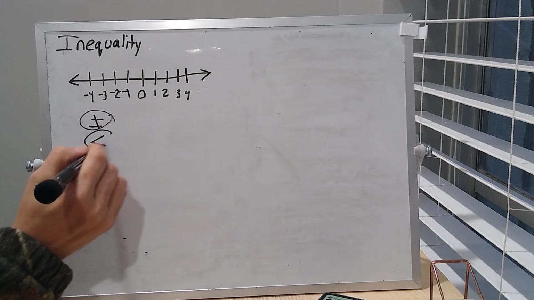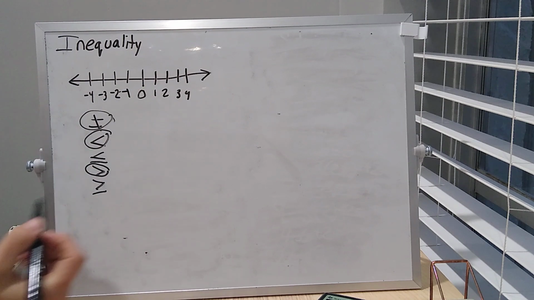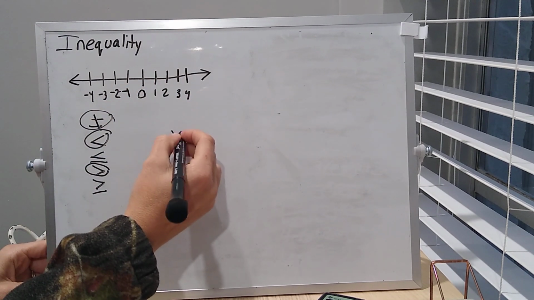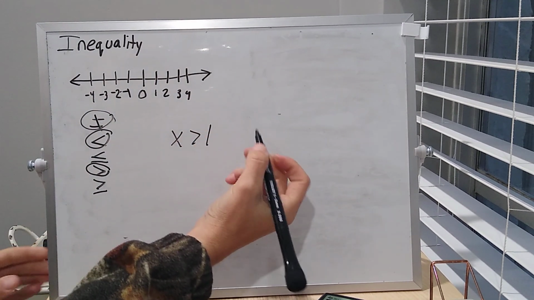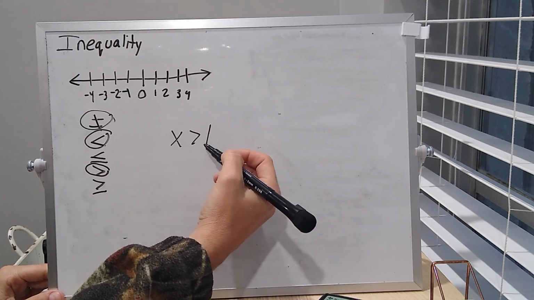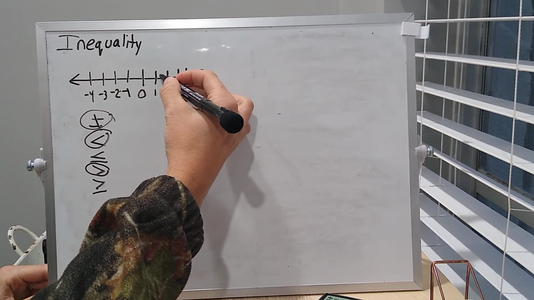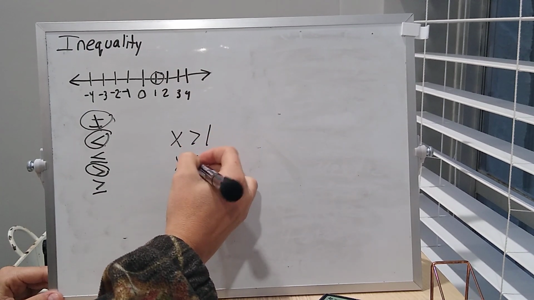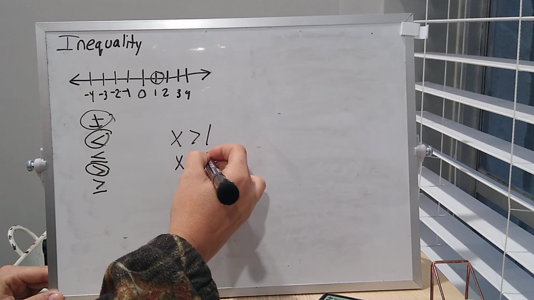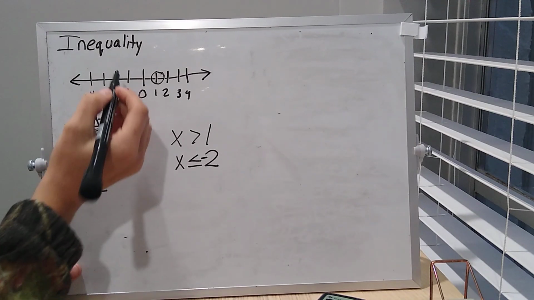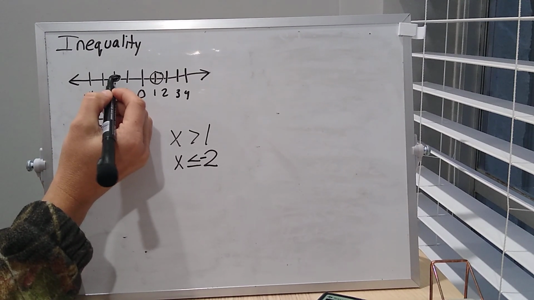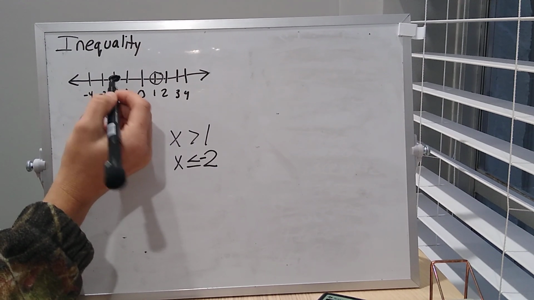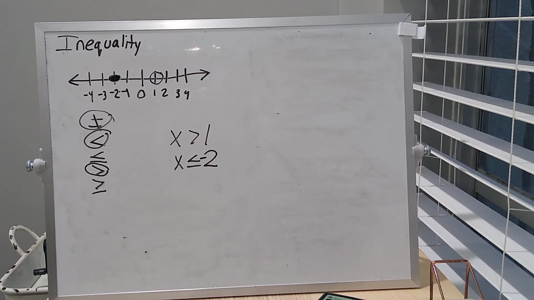For this one, and this one. Say x is greater than 1. Because there's no equal to sign, we're going to go to the number 1 and circle it with an open dot. Say we've got x is less than or equal to negative 2. Then I'm going to go to negative 2 and I'm going to use a closed dot. Fill it in. Okay?